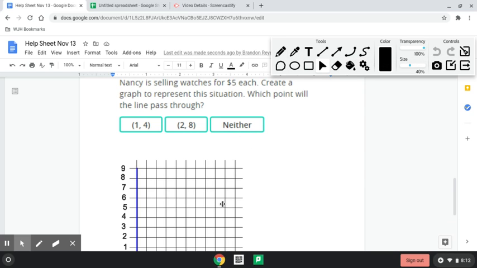Nancy is selling watches for $5 each. Create a graph to represent this situation. Which point will the line pass through?